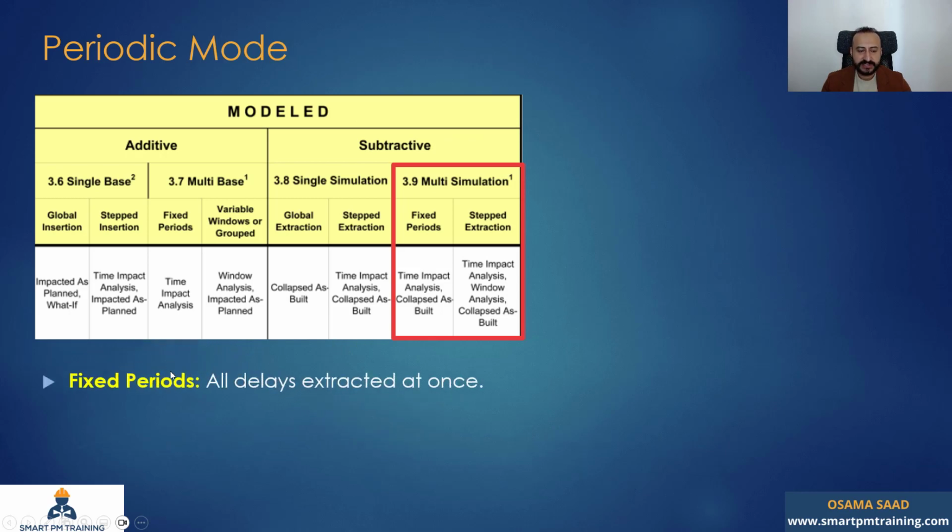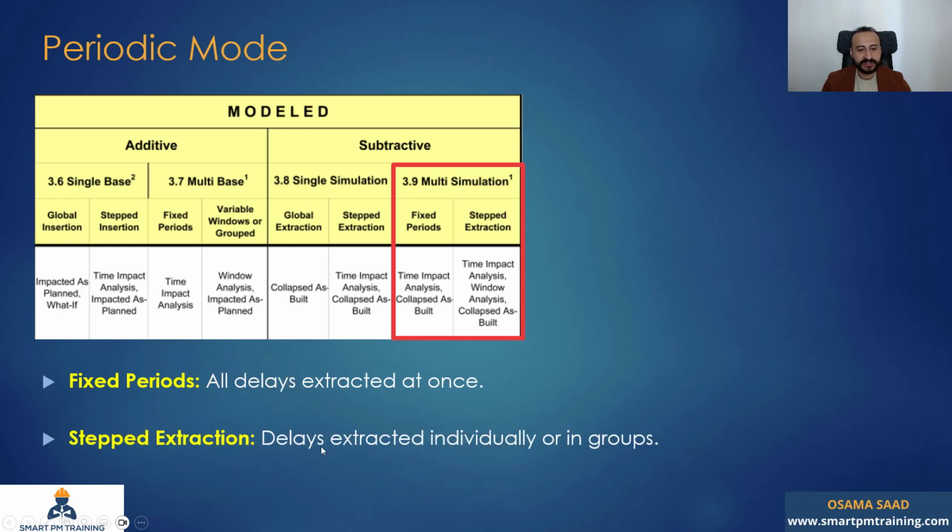In my analysis, you can choose fixed periods like I showed you, maybe on a monthly basis. So all delays are extracted at once on a monthly basis. And you can choose employers' delays or contractors' delays or all delays. Stepped extraction is more specific. So maybe you want to extract the delays individually. It doesn't account for the fixed periods.